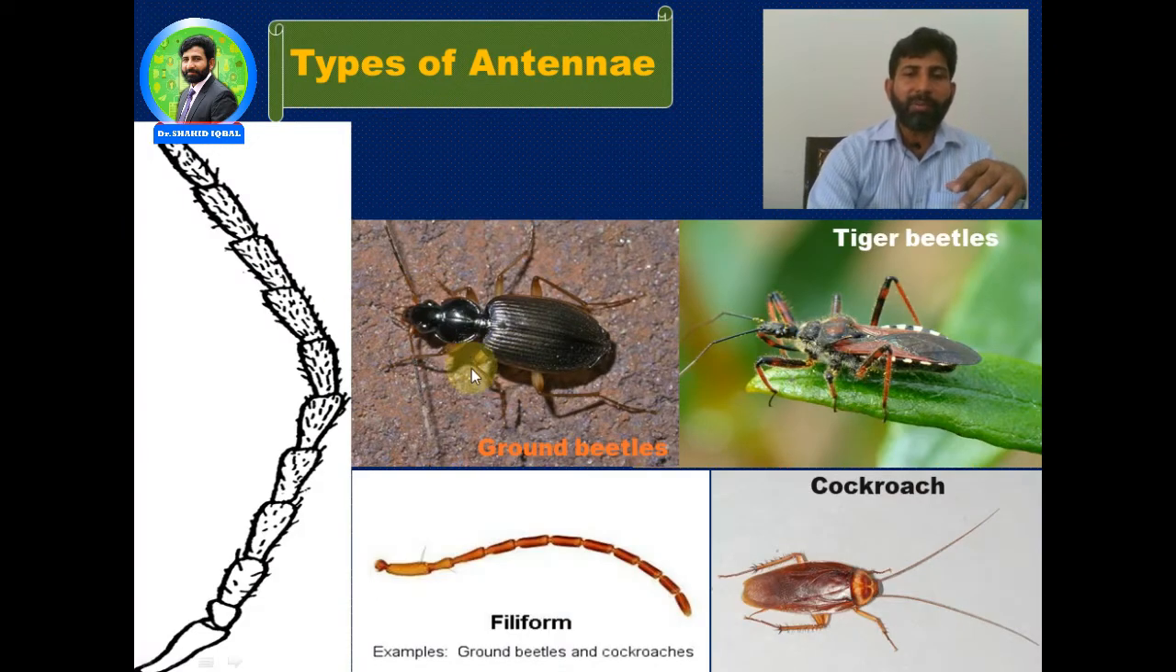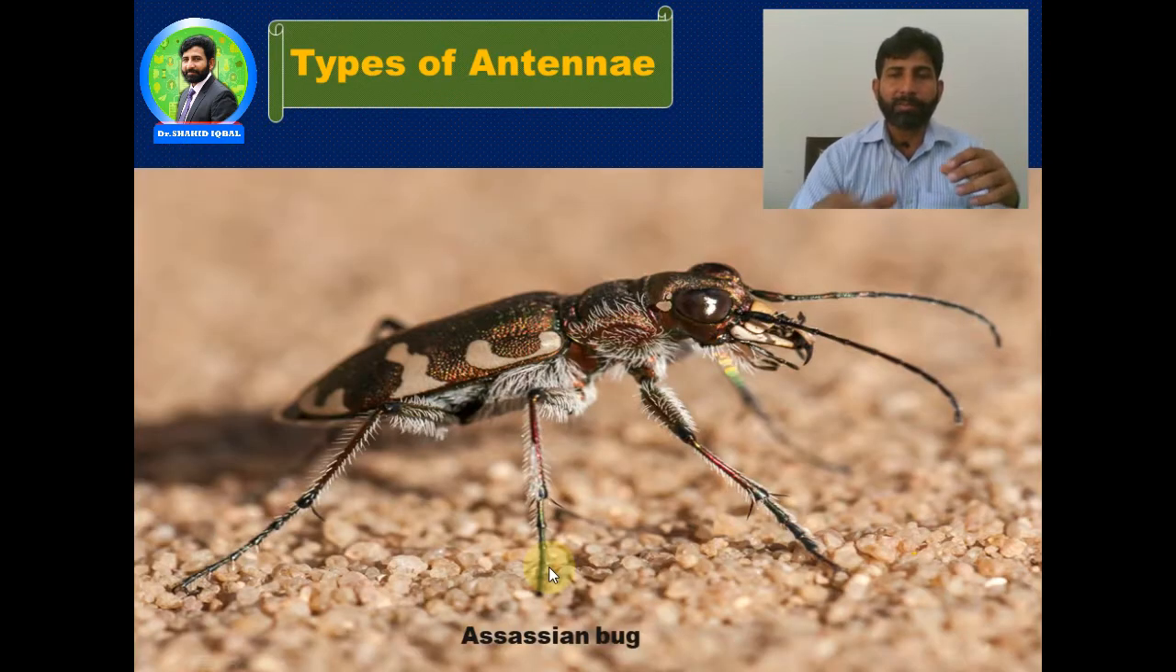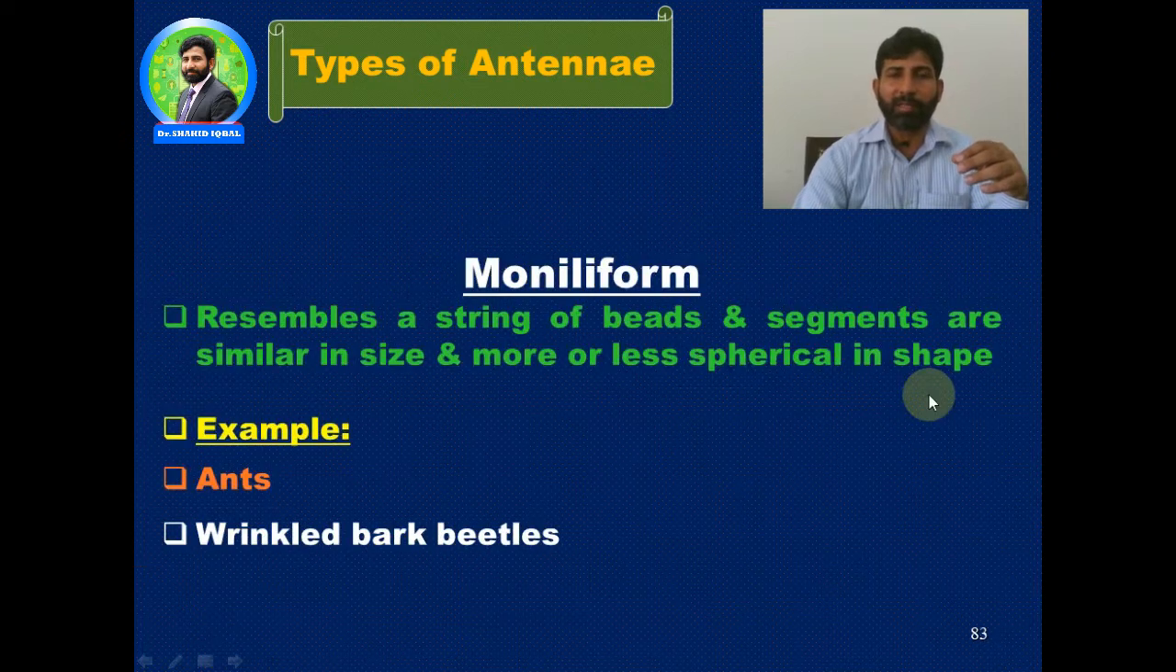This filiform antenna is represented by the ground beetles. This is a tiger beetle, and this is a cockroach, which is represented in a clear diagram. Here is the assassin bug. You can check here the enlarged, magnified antennae of the assassin bug.